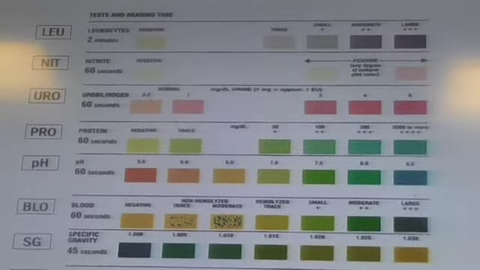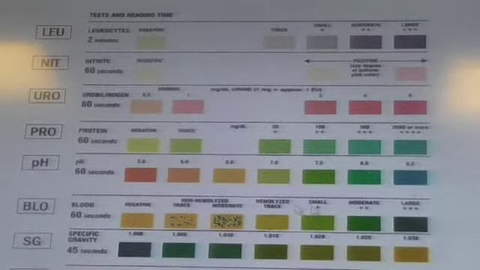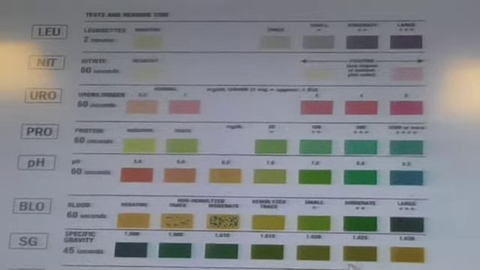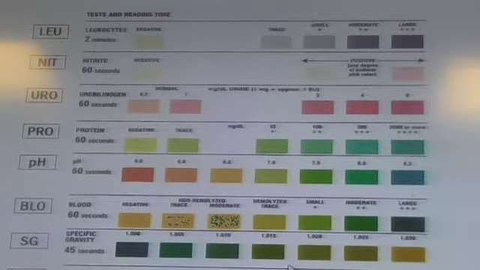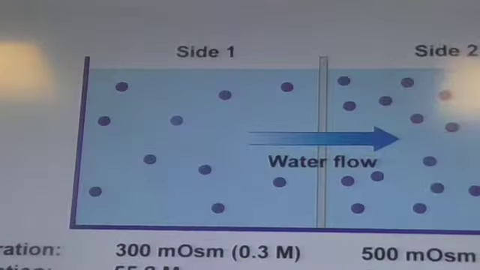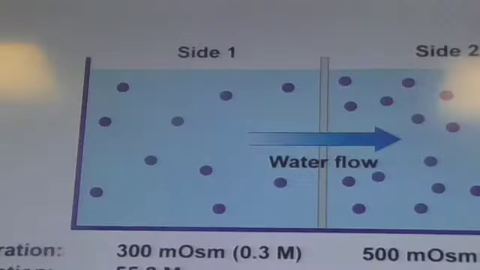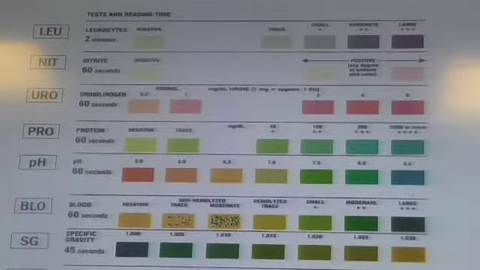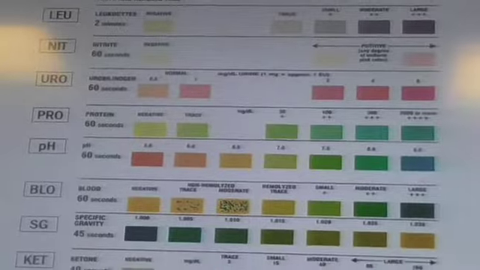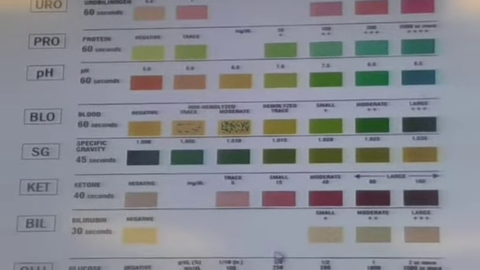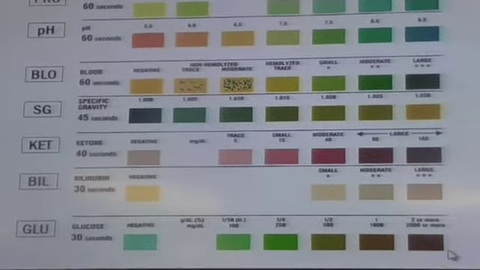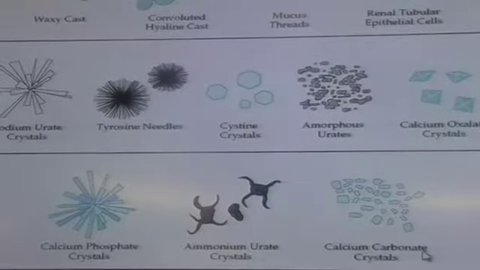pH, not a lot to say there. Blood, be careful with your cystocentesis. Specific gravity, much better to use the refractometer than to use this strip. So the refractometer was, let me see if I can find it. That's the refractometer. Ketones, again, it can cross-react just like bilirubin, so be careful. And glucose, we talked about that too.